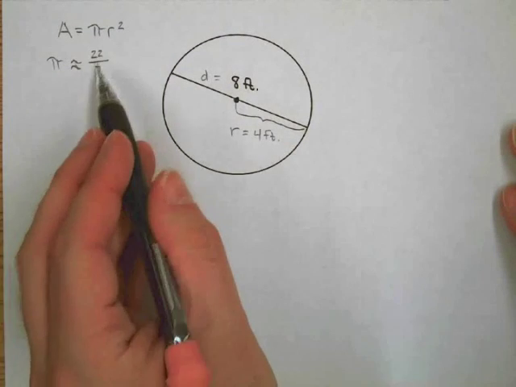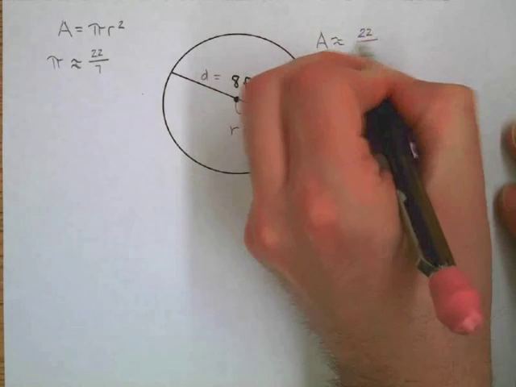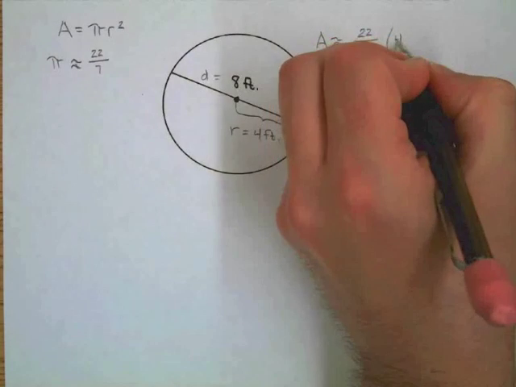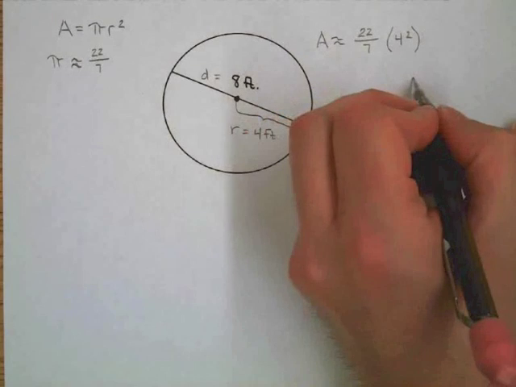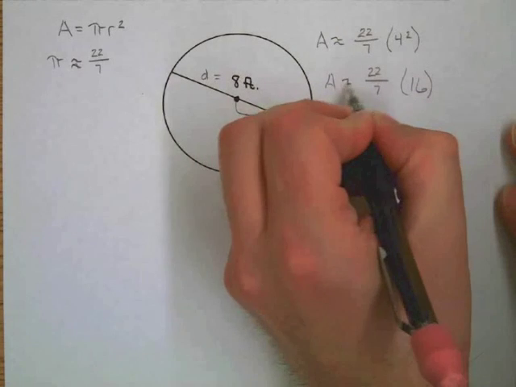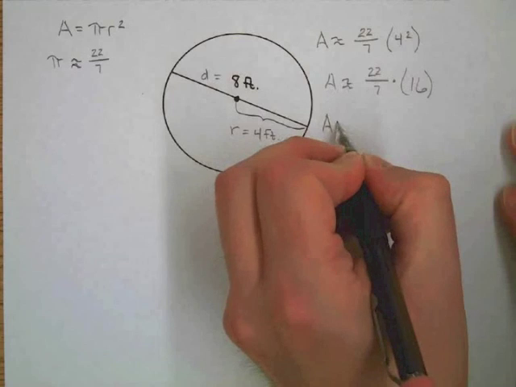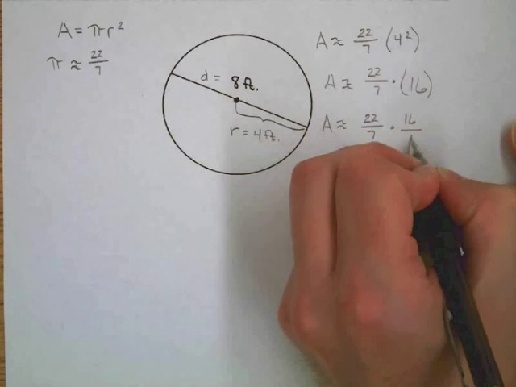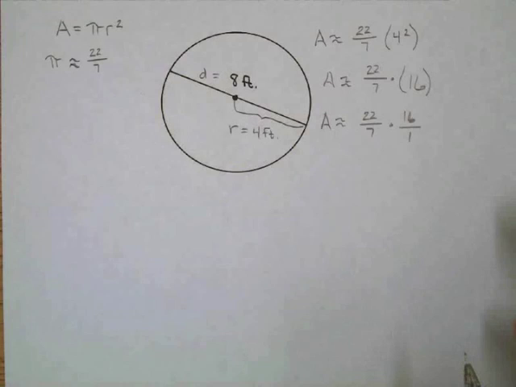So if we think of pi as 22 sevenths, we can put in area is about 22 sevenths multiplied by our radius squared, so 4 to the second power. And 4 to the second power, 4 times 4, that's 16. So the area is about 22 sevenths multiplied by 16. So I'm going to rewrite that a little bit here. 22 sevenths multiplied by 16 over 1. So I'm going to think of that whole number 16 as 16 divided by 1.